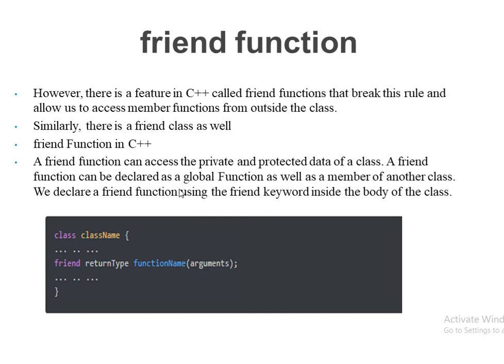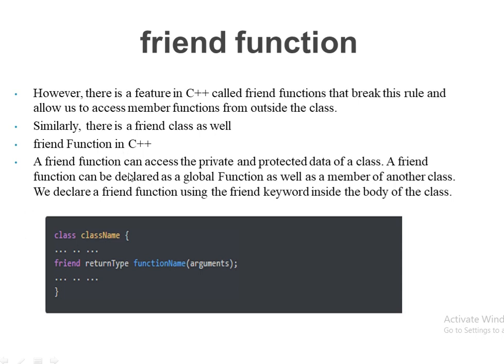There is a feature in C++ called friend function and friend class that breaks the rule and allows us to access member functions from outside the class. With the help of data encapsulation, we are binding data members to their respective class so that access to these data members is restricted. But with the friend keyword, either friend class or friend function, we can break that rule. Similarly, there is friend class.